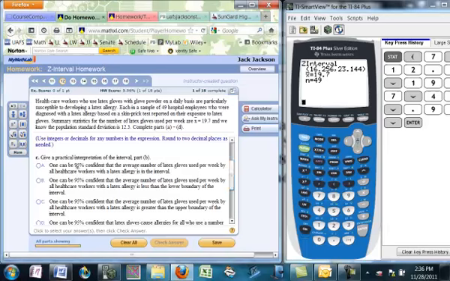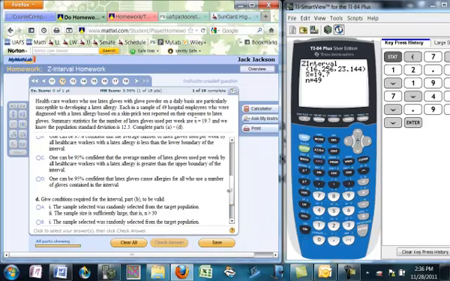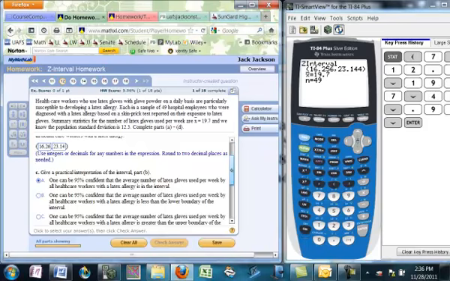One can be 95% confident that the average number of latex gloves used per week by all healthcare workers with a latex allergy is in the interval. That's correct. Let's look at the others and make sure they're not right. 95% confident that is used is lower? No. Greater than the upper? No. It's between the two in the interval. And definitely not D. So A is the correct answer there.